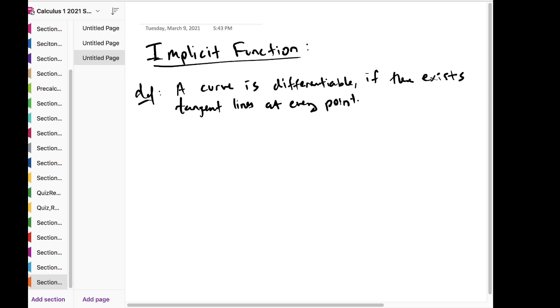So I should amend this a little bit. Differentiable in a region, if there exist tangent lines at every point. So for example, the circle is actually a differentiable curve, except for a couple points. Circle is differentiable except for 2 points.